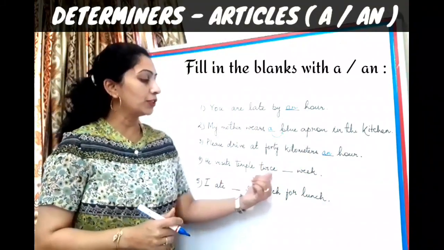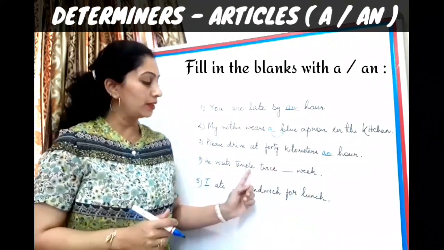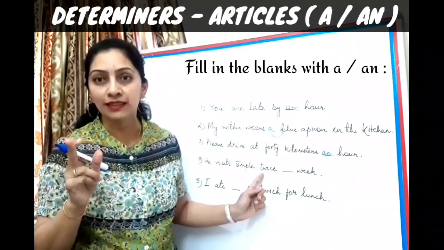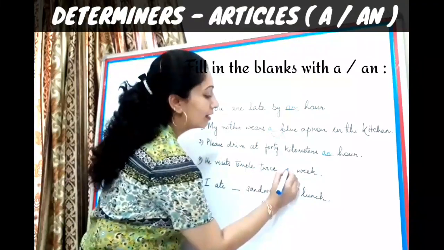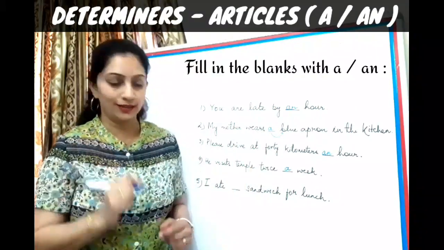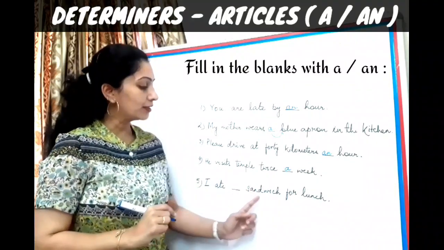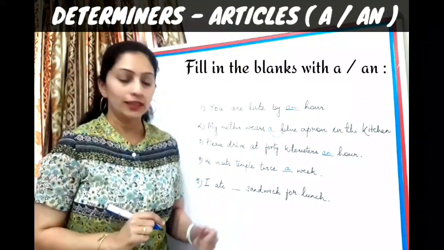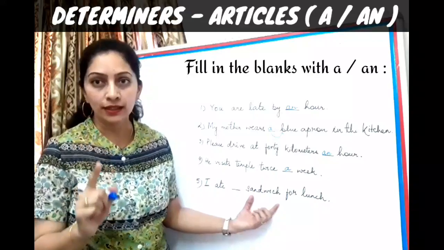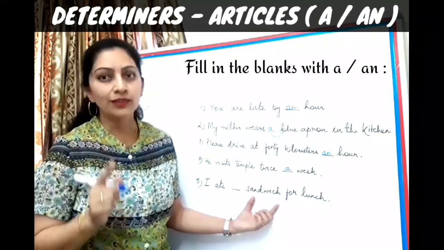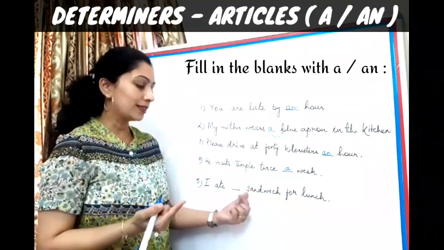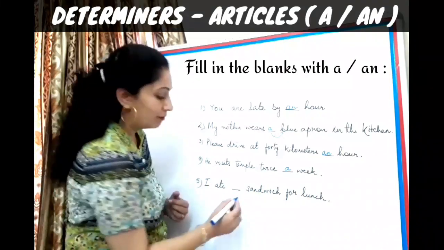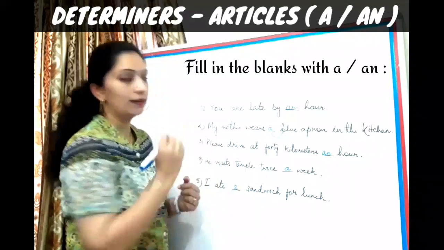He visits temple twice dash week. Now here we are talking about frequency. How many times a week? Twice. So twice a week. I ate dash sandwich for lunch. Now since sandwich is singular, countable, for singular we always use indefinite articles, and because it starts with a consonant sound, we will use a.